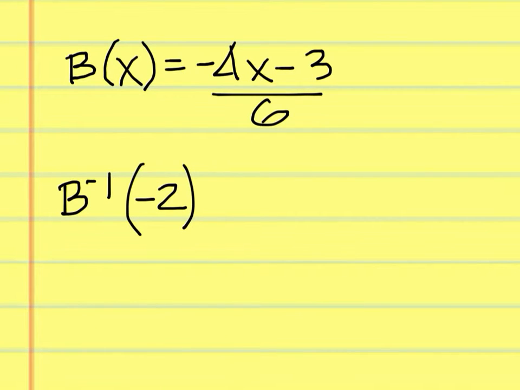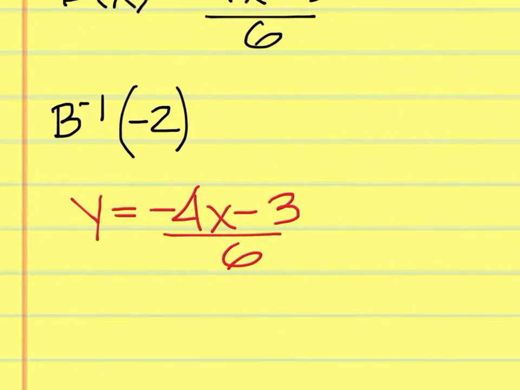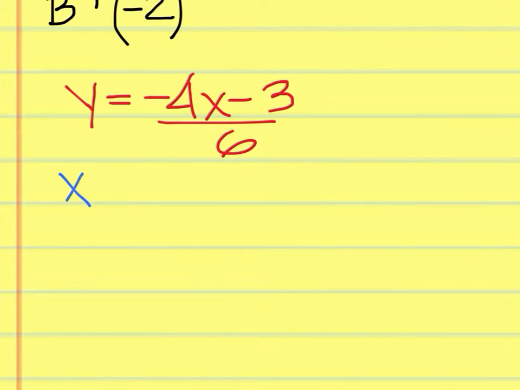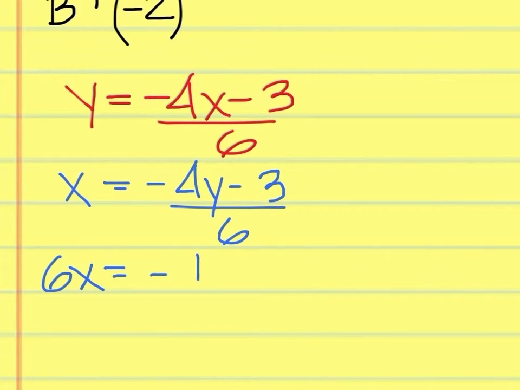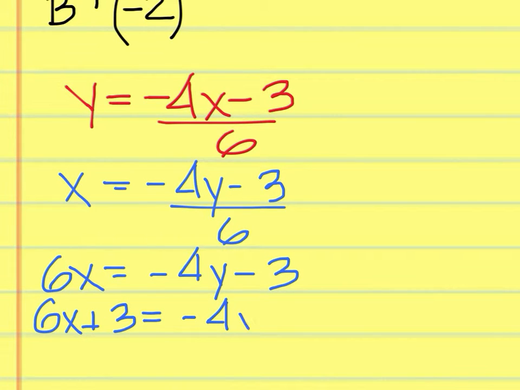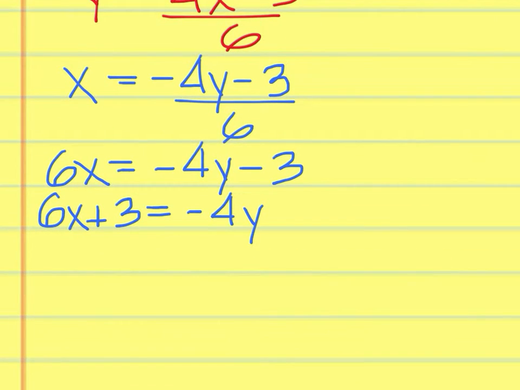To find the inverse of b, you would have to do y equals (negative 4x minus 3) over 6 and reverse the x and the y. Make it x equals (negative 4y minus 3) over 6, and then begin to undo everything around the y. Get rid of the denominator of 6 by multiplying both sides by 6. And that'll cancel the 6 on the right side. Move that minus 3 to the left, make it plus 3. And then divide everything by negative 4.